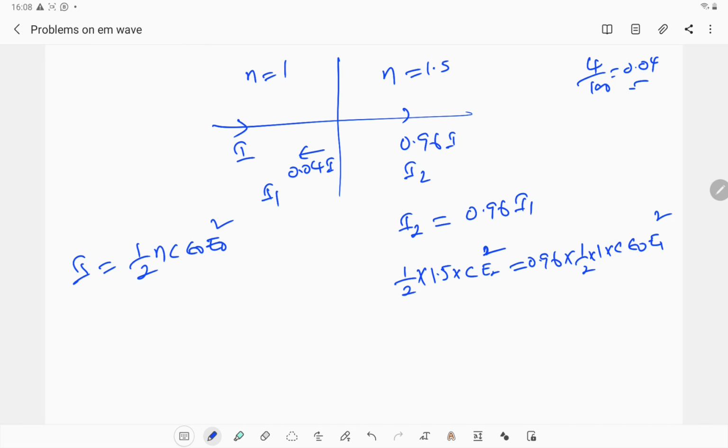E2 square. So here 1 by 2 C, here also 1 by 2 C. Here another epsilon naught is there, here also epsilon naught cancels. Therefore, E2 square is equal to 0.96, means 96 by 100, 1.5 means 3 by 2. Here this becomes 2 by 3 and this becomes E1 square.